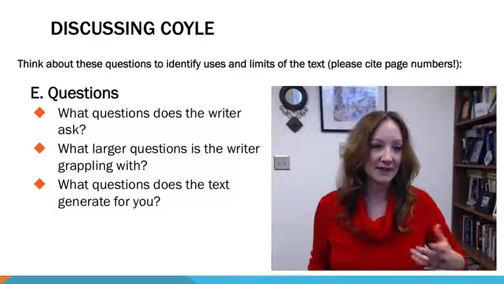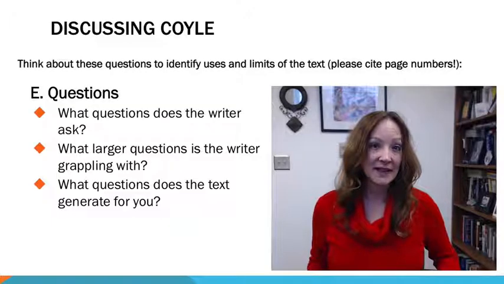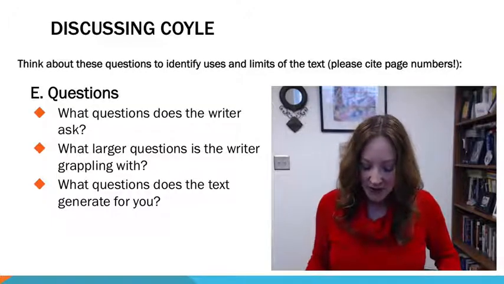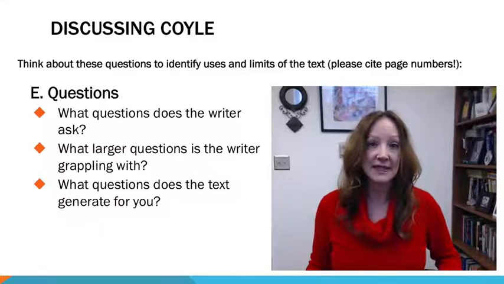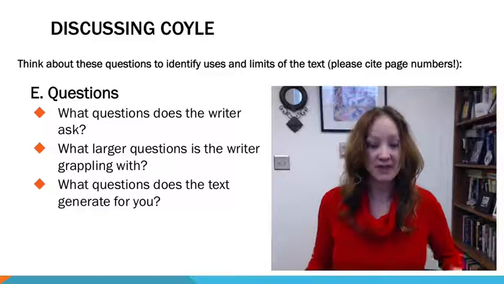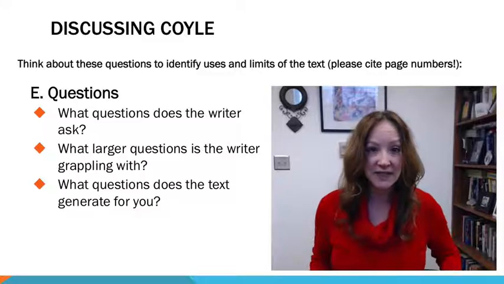Why do you imagine that Coyle chose to write that as a question? What larger questions is Coyle grappling with? And what questions does the text generate for you? What kinds of questions did you write in your marginal notations?